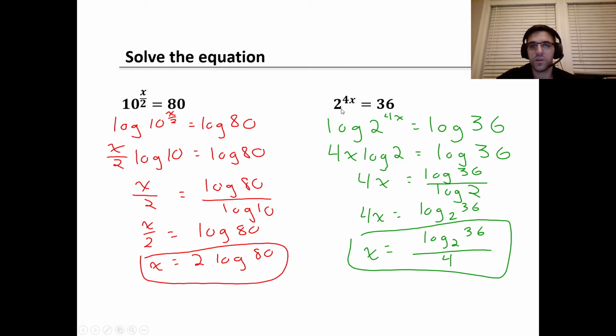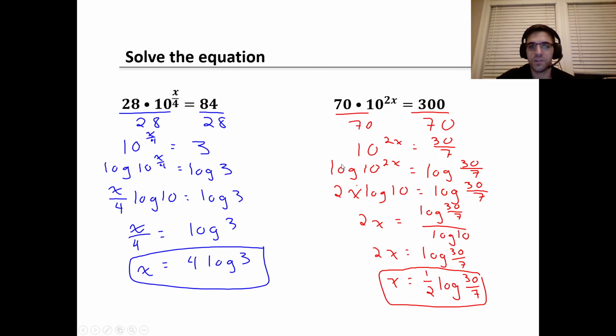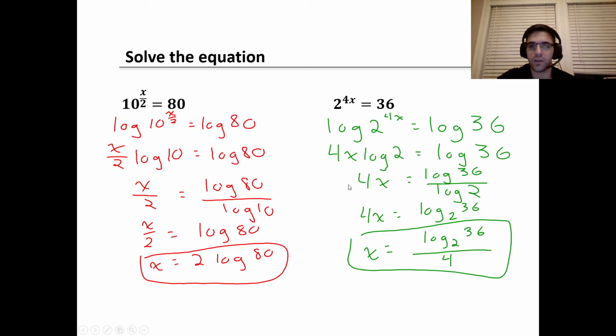Okay, so next one, same procedure. Take the log of each side. Bring the exponent down as a coefficient of the log. And then we're going to divide each side by a log of 2. And then we're going to divide each side by 4.